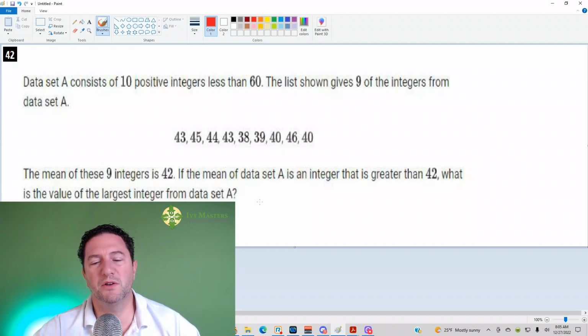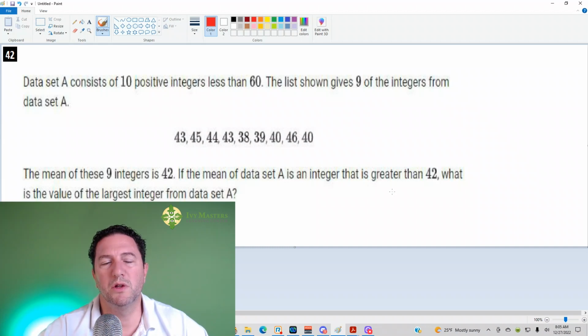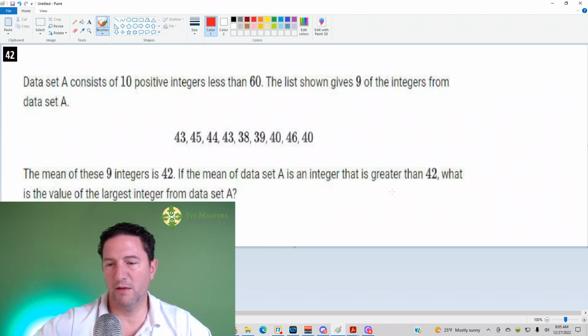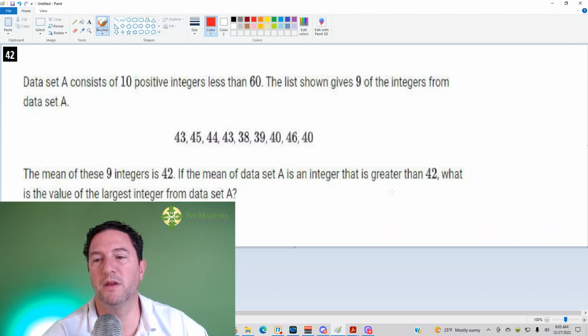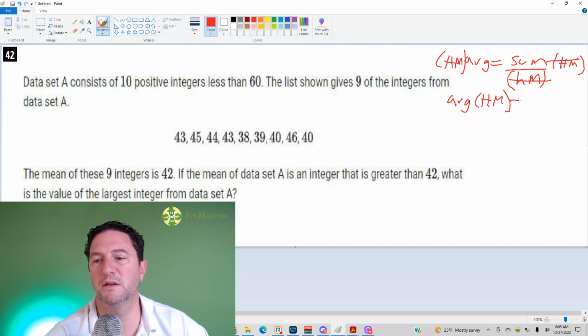So there's a couple different ways you could do this. Number one, if the mean of the data set A is an integer greater than 42, there's a rule. Whenever you multiply the average by how many, you get the sum or the total. We could illustrate this because what you guys are used to doing is the average equals the sum, you add them all up, and divide by how many. I'm just going to put an HM for how many. But if I multiplied both sides by how many, then what I get is these cancel, and you multiply the average by how many to get the sum.